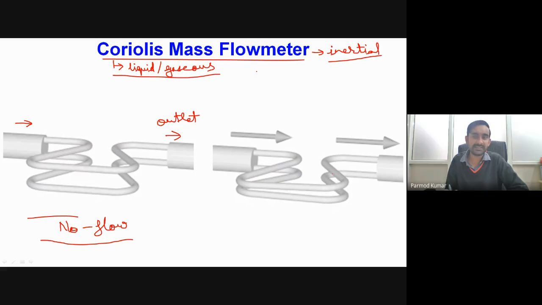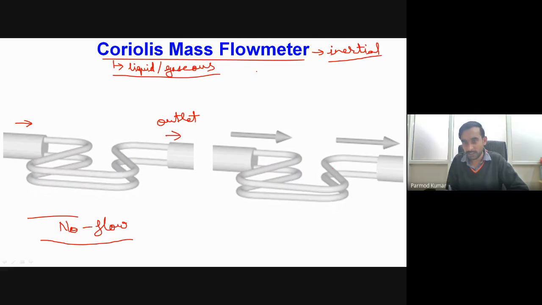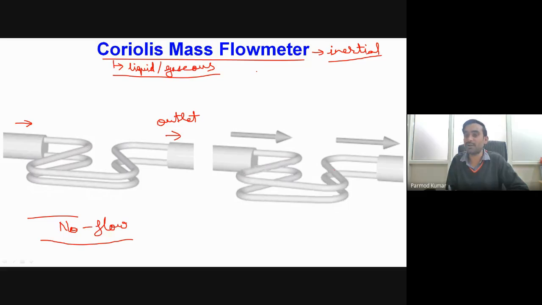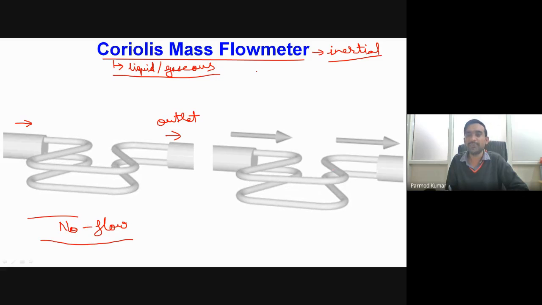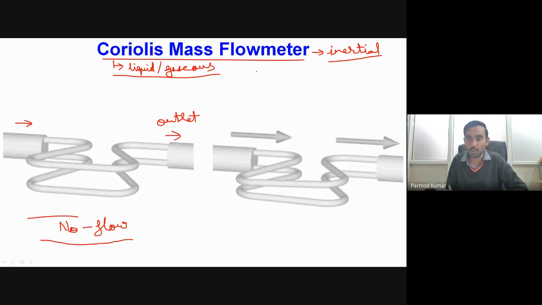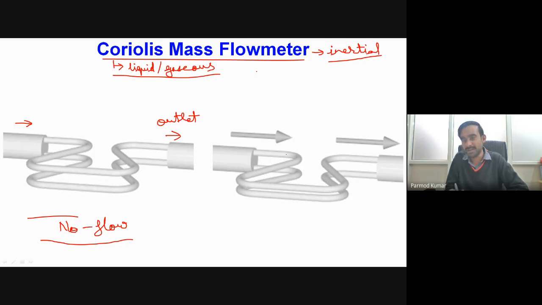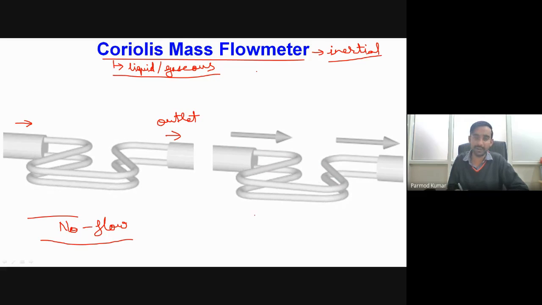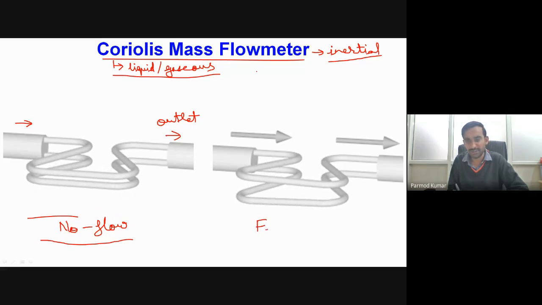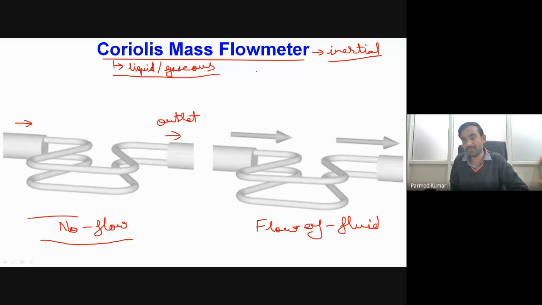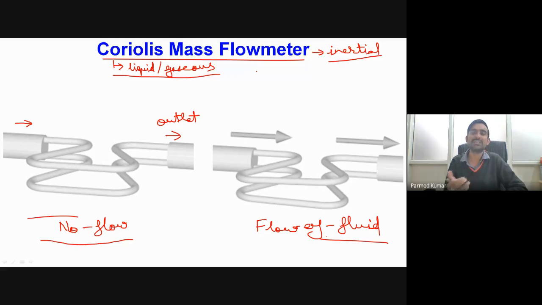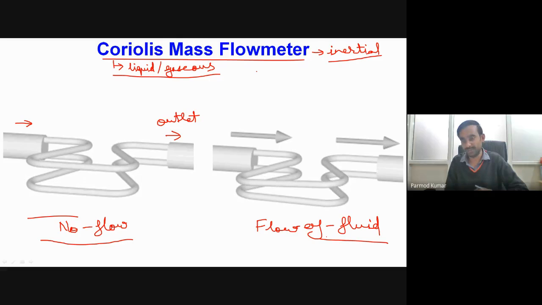Okay, so what is basically happening is that we have distortion of the tube. Now if we are able to measure this distortion or deflection of the tube, we will be able to correlate that deflection to the amount of mass flow rate flowing inside this tube. This particular condition corresponds to the flow of fluid inside the tube. So the flow of fluid is actually changing the oscillation dynamics of our tube mechanical structure.